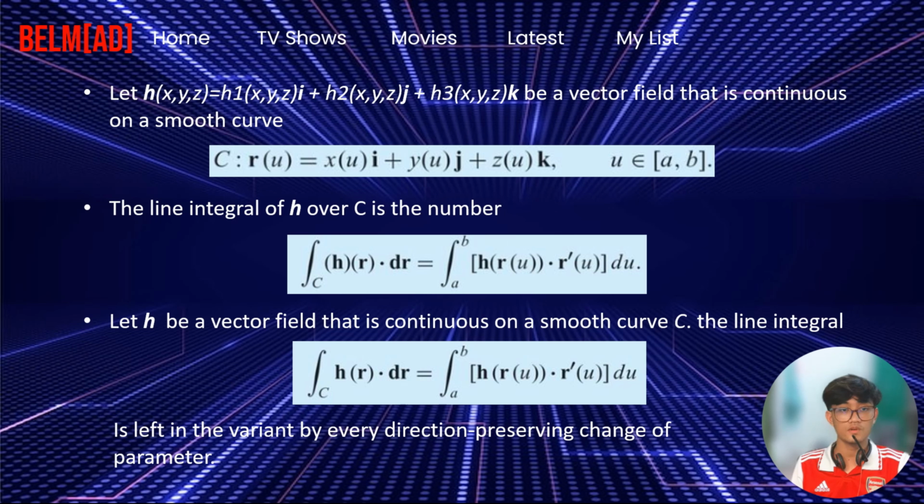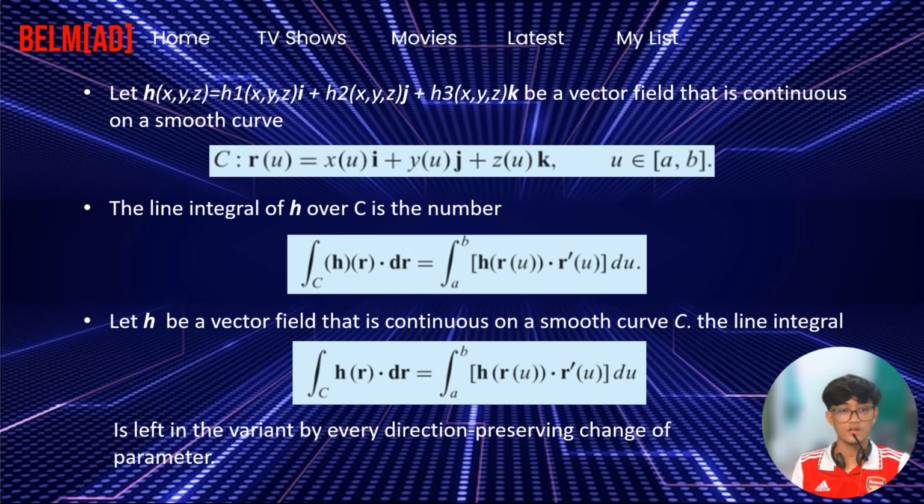Okay, so the next one, the line integral of H over C is the number. Then we put some integral for the curve, H and r. So we have the integral with respect to t from a to b, and then we have r prime dot product with H of r.